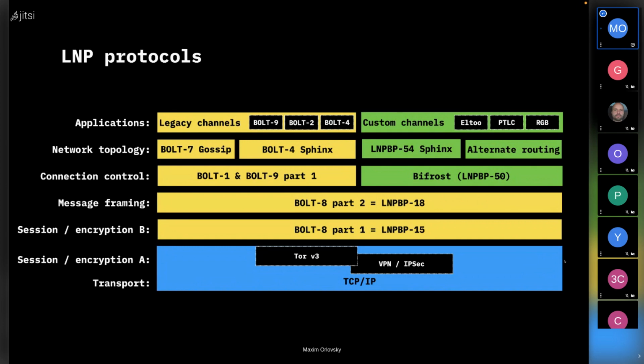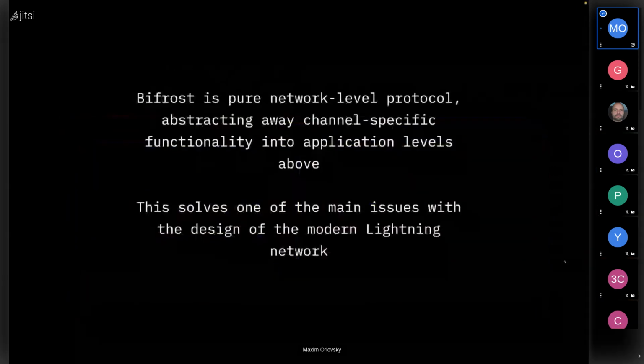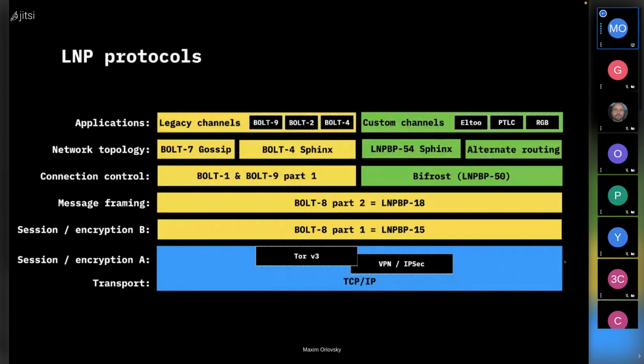So these are optional encryption protocols that can be stuck between the TCP/IP and Lightning layers. On top of that, the base layer of the Lightning Network is a session management and encryption protocol called Brontide, defined in Bolt 8. Also, Bolt 8 in the second part defines a message framing protocol, which is used by both Bifrost and legacy Lightning networks. Starting from this layer, Bifrost and legacy Lightning networks become different.